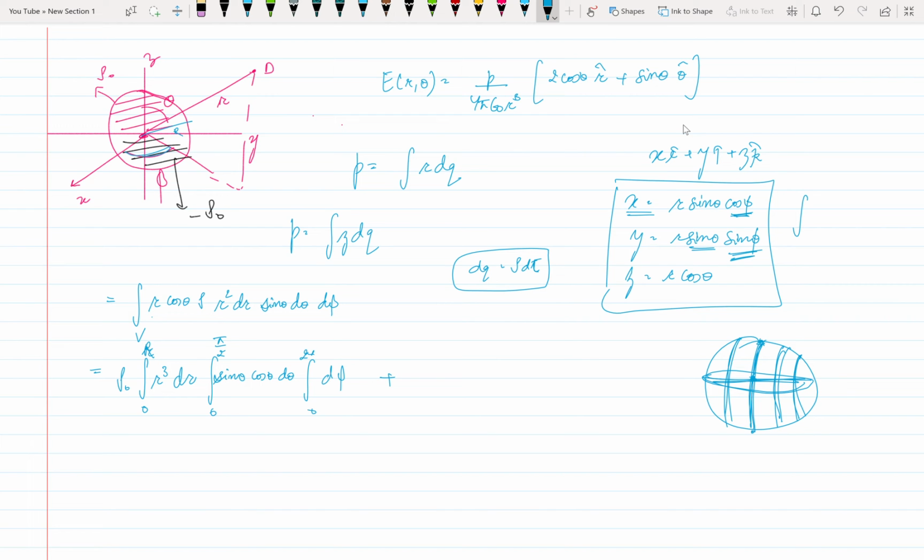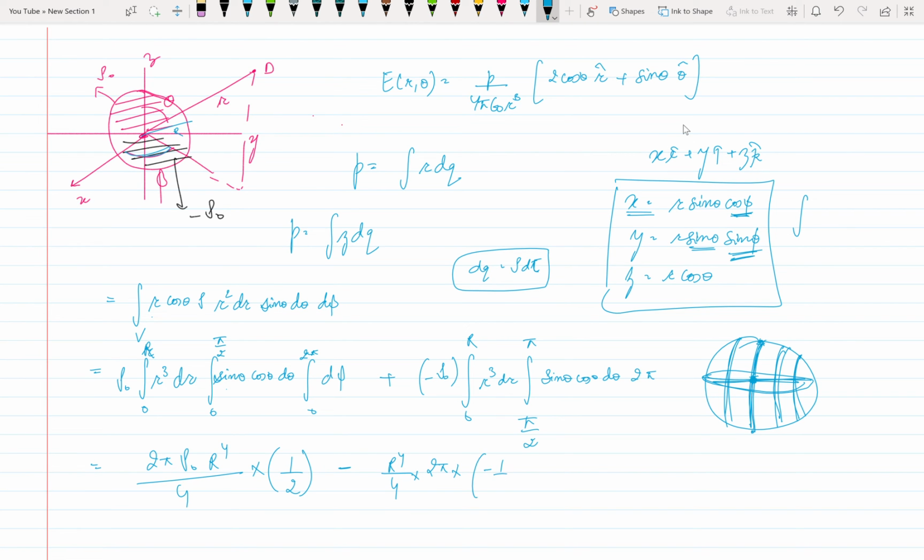Phi goes from 0 to 2 pi, because phi takes the whole circle. Then minus rho naught for the southern hemisphere: 0 to R for r cubed dr, theta from pi by 2 to pi, sin theta cos theta d theta, and 2 pi. I am writing directly. So we get 2 pi rho naught, R to the 4 over 4 from this integration, into 1 by 2. If you put sin theta as t, you'll find it easily. And with the minus sign, R to the 4 over 4 into 2 pi, with limits pi by 2 to pi, you'll get minus 1 by 2.